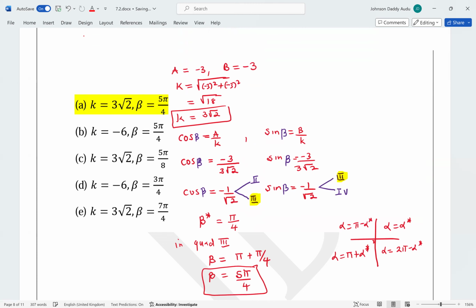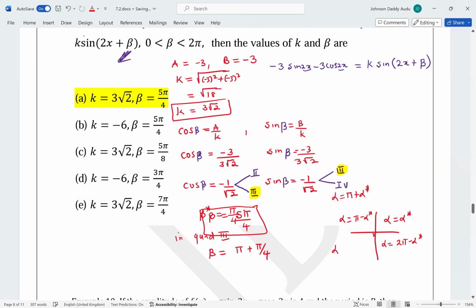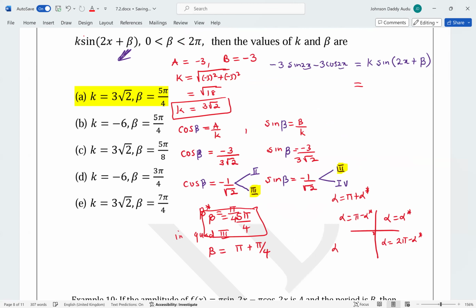So what it simply means is that we can write the whole of this as 3 root 2 sine of 2x plus 5 pi over 4. So beta is 5 pi over 4.